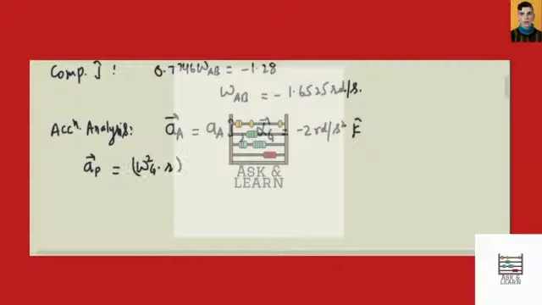Friction does work. Friction does work negative. Negative work is done by friction, increasing parachute velocity.